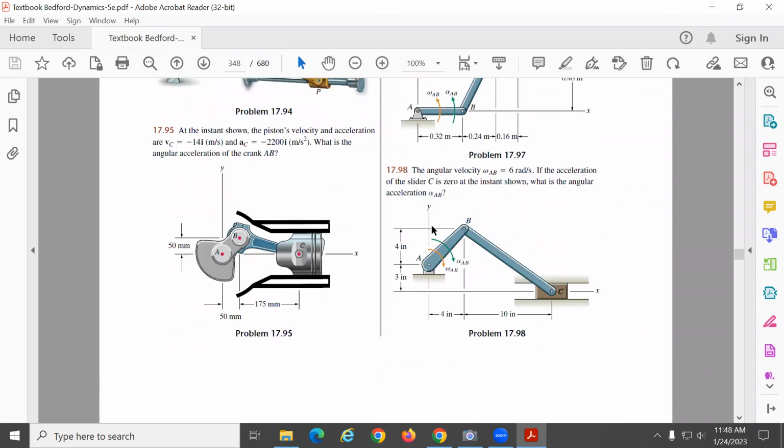So this time I'm going to copy the figure. I will do it from scratch. So go ahead and copy the problem statement. So 17.98. We have 2 bars, AB and BC, which is connected to a slider.